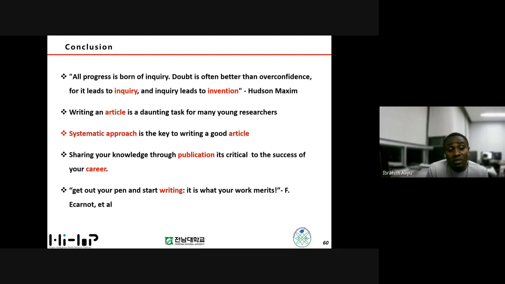So sharing your knowledge through publication, as the speakers have pointed out, is really critical to the success of your career. So I think you should get out your pen and start writing, as that is what your work merits. Thank you for your time.